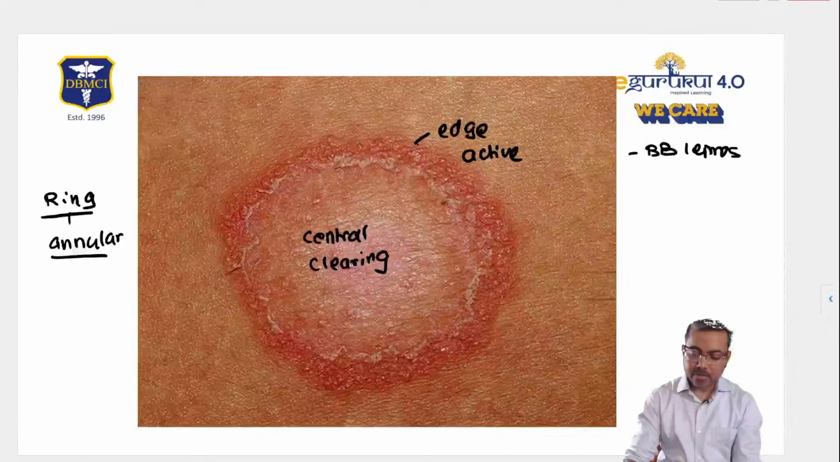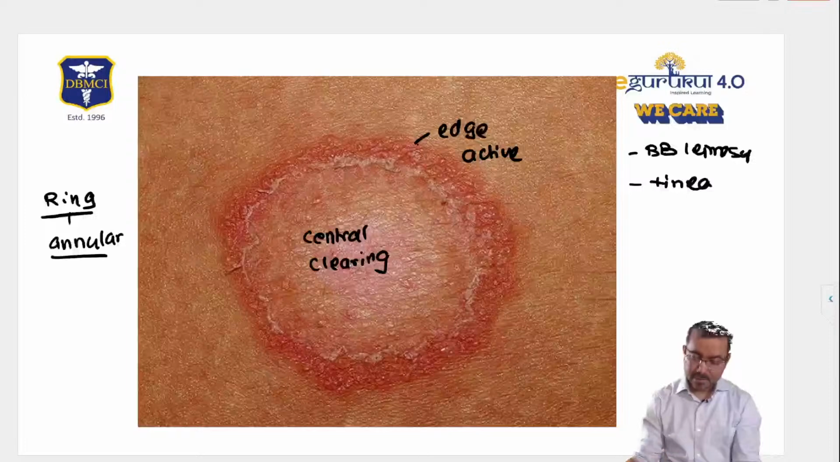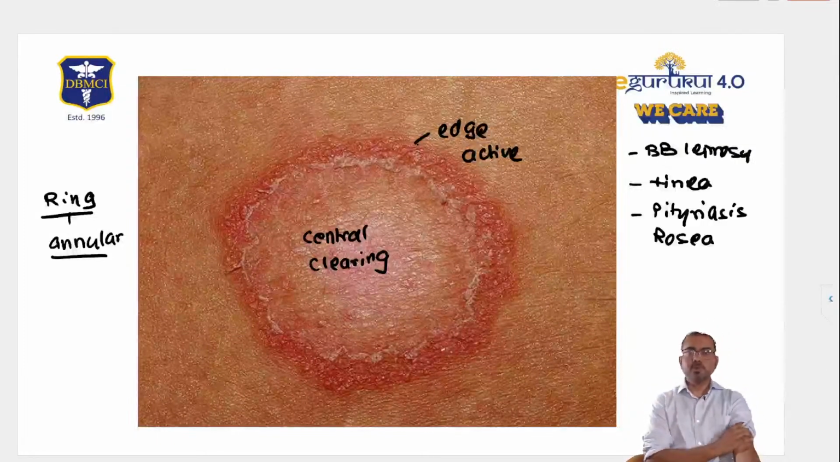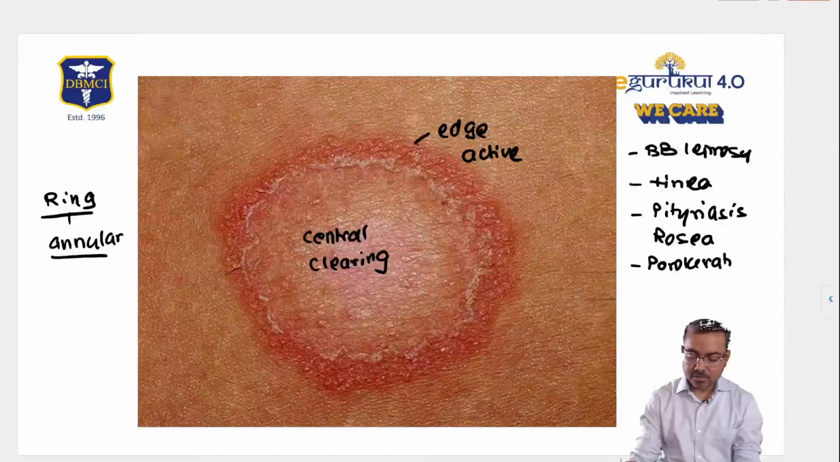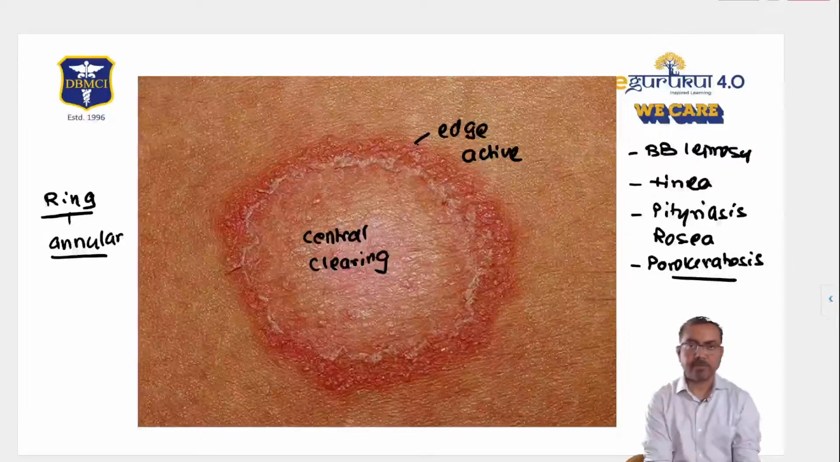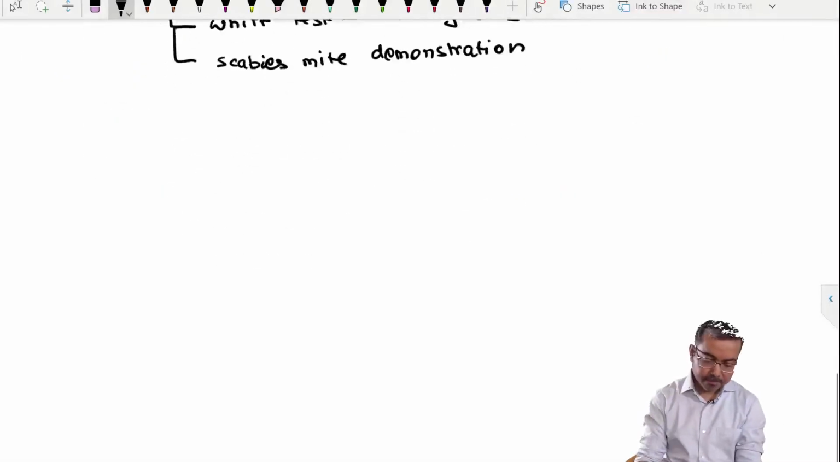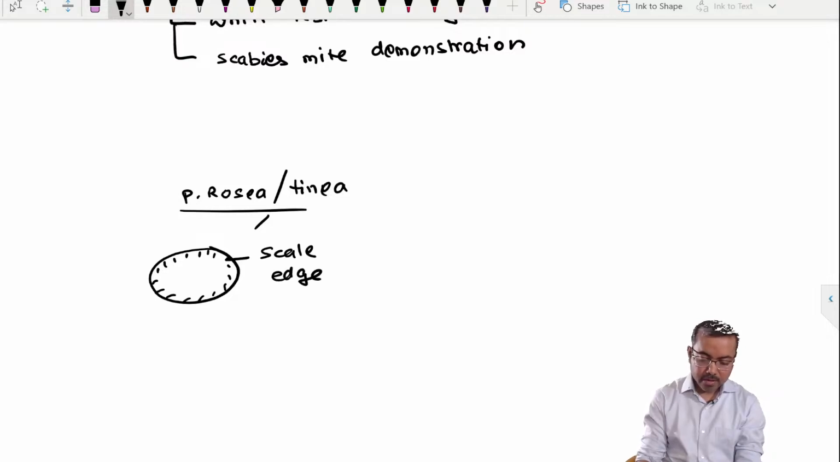One is BB leprosy, borderline leprosy. Second is tinea, very, very important. Third is pityriasis rosea. I'll tell you what pityriasis rosea actually means. Then there is a rare disease called porokeratosis, which also creates an annular lesion. I'll talk about them. So these are four diseases you have to remember for annular morphology. Remember one thing: pityriasis rosea and tinea both have annular lesions with a scale on the edge, whereas porokeratosis and BB Hansen's are annular without a scale.